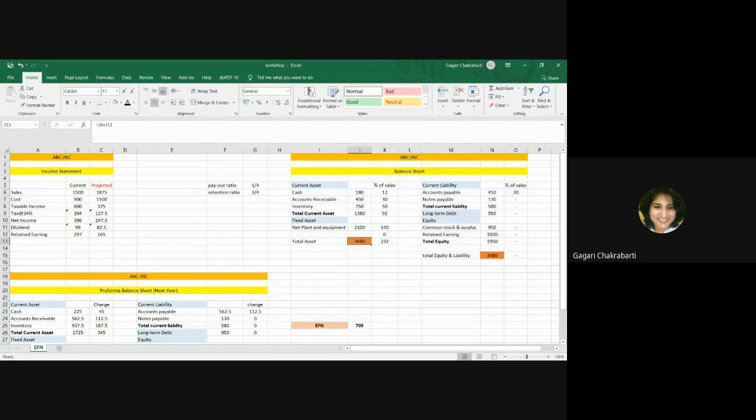So now the total asset is nothing but the total current asset plus the total fixed asset. Now come to the liability side, liability plus equity. First of all, consider the items accounts payable, notes payable, and then total current liability, long-term debt. Within the equity, you have common stock and surplus, which are merged, retained earnings, and then total equity. Therefore, the total equity plus liability is 3480, which is equal to total asset.